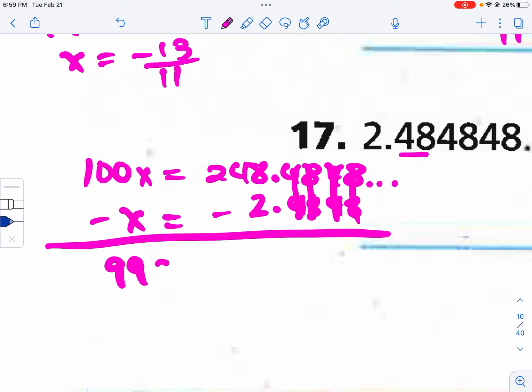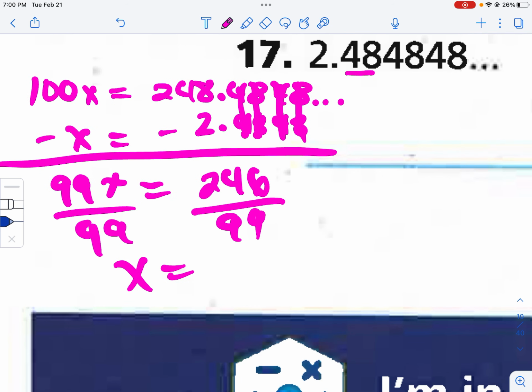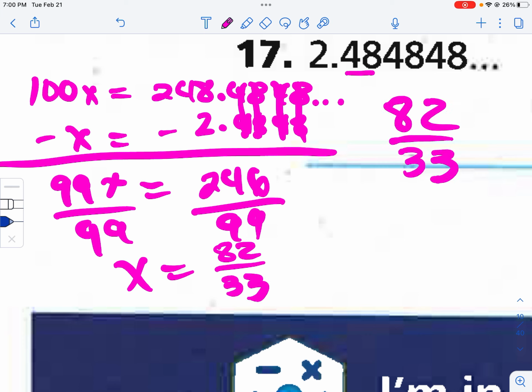So 99x, that was a horrible x, equals 246. Divide by 99. X equals, let's see. Is that divisible by 9? No, it's only divisible by 3. So 3 goes into that 82 times, 3 goes into 99 33 times. So 82 over 33.